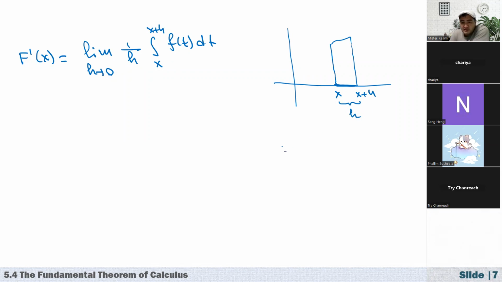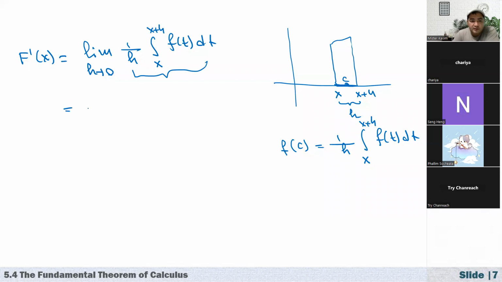And the mean value theorem says that there exists some c right here, somewhere here we have c, where f of c is equal to 1 over (x plus h minus x), that is h, times the integral from x to x plus h of f of t dt. So I can replace this by this integral, and we have some c, where c belongs to the interval x to x plus h.